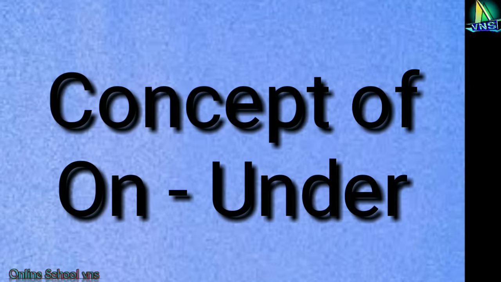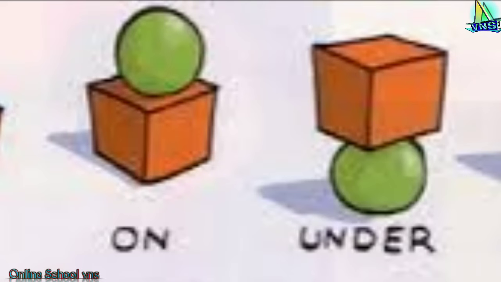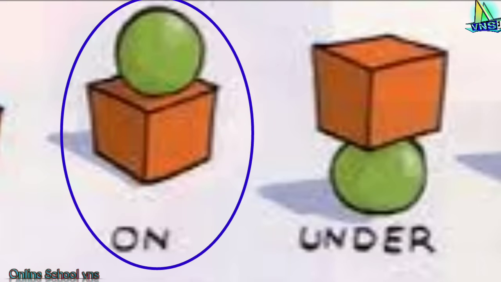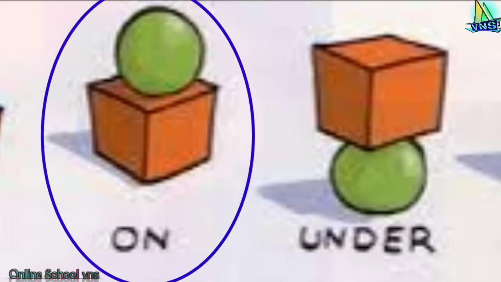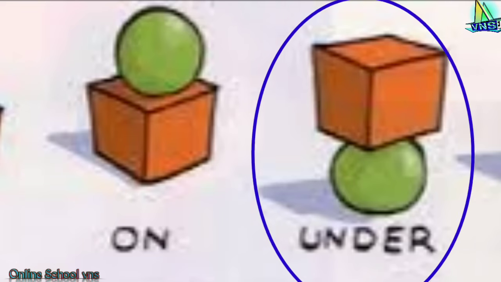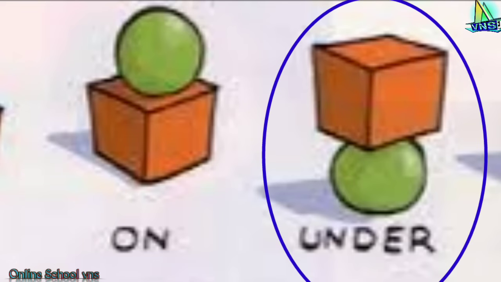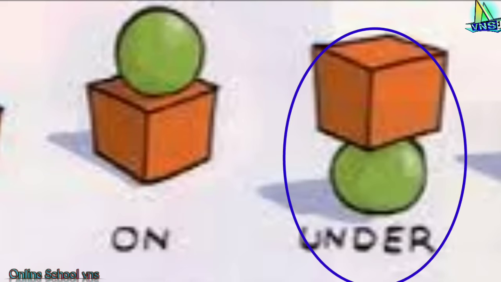Now we will start the concept of on and under. Firstly we will understand what the meaning of on is and what the meaning of under is. We will understand this by the given diagram. When an object is kept at the top of another object, the first object is said to be on the second object. As here in the diagram we can see that the ball is kept on the box. But in the second diagram, the box is on the ball. But in the sense of the ball, we can say that the ball is under the box.